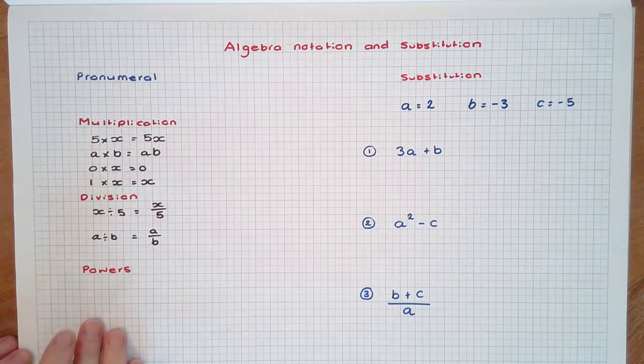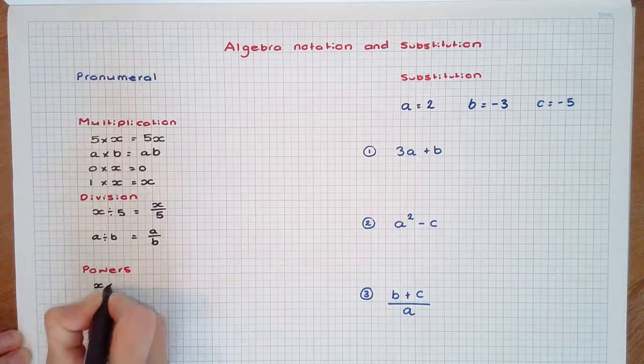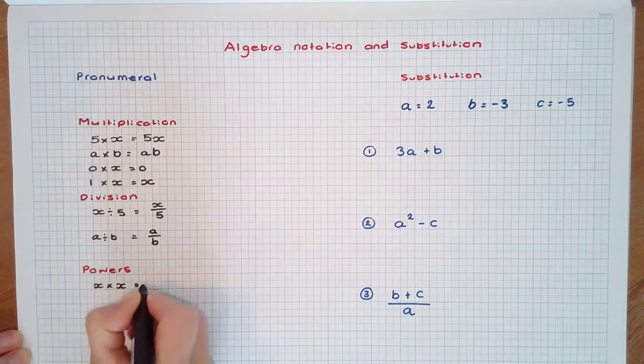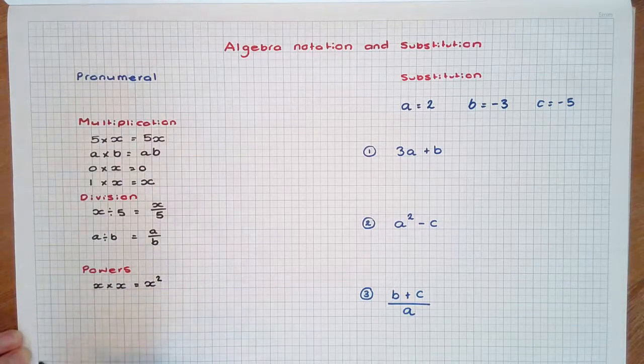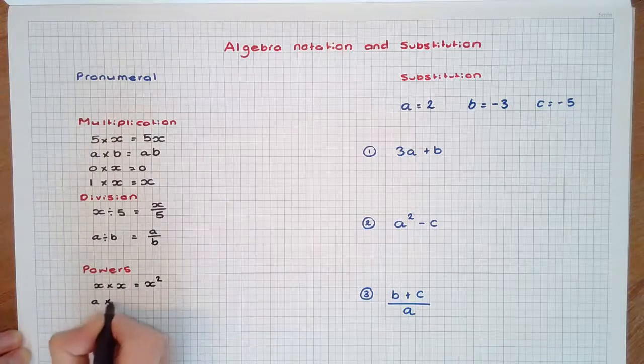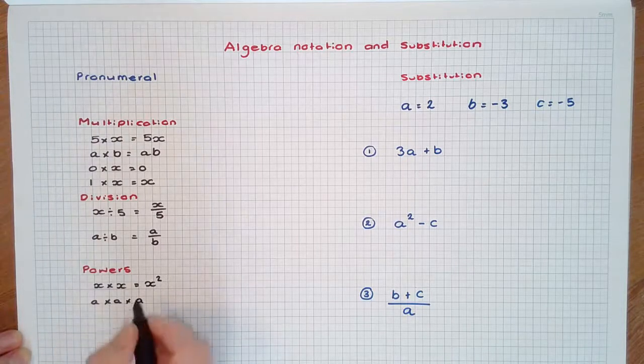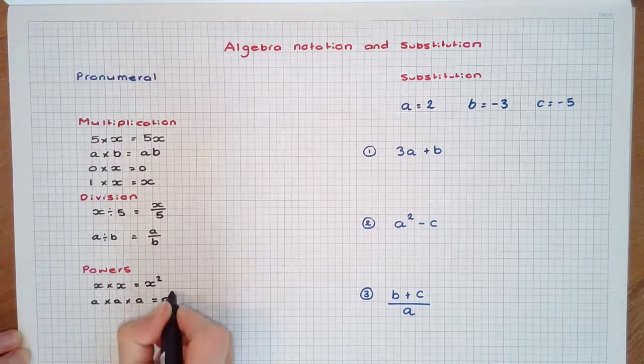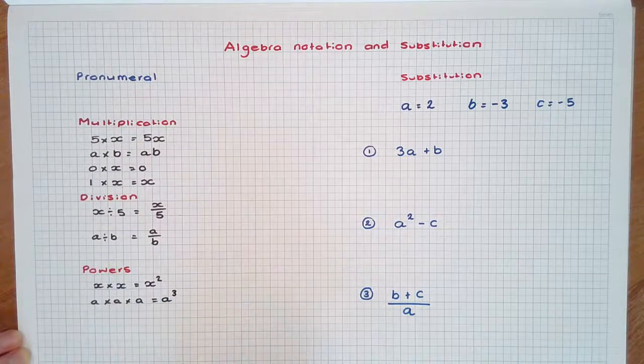When multiplying the same pronumerals, we use powers. For example, x times x would be written as x squared, or a times a times a would be written as a cubed with a power of 3. If we had a pronumeral x to the power of 1, we would simply just write x.